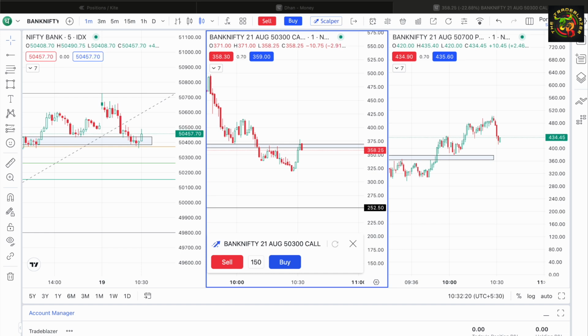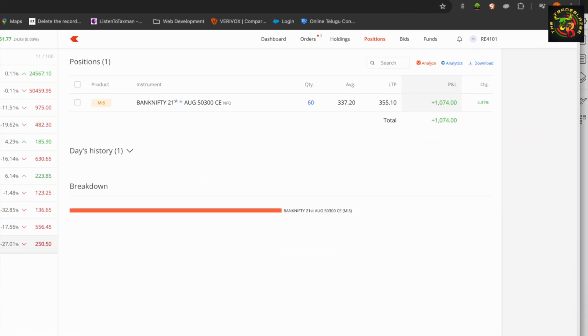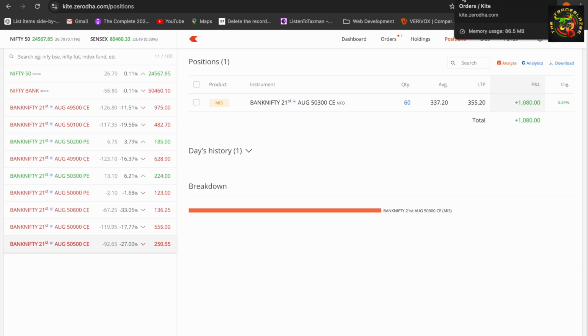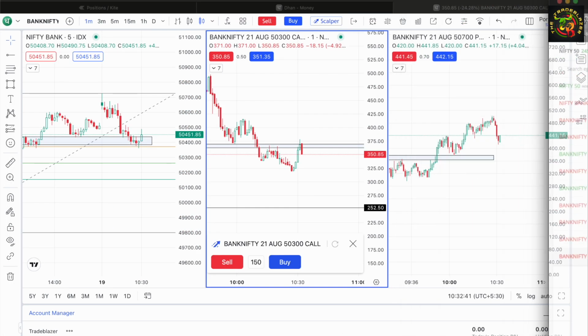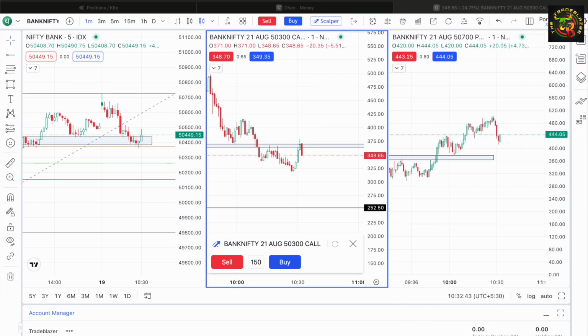Bank Nifty started taking support around the demand zone, and also at the 38.2% fib level as well. Based on which I have initiated a trade in Zerodha. You can see that, and I'm a little late to initiate a trade in Dhan. We'll try to initiate a trade in Dhan as well.